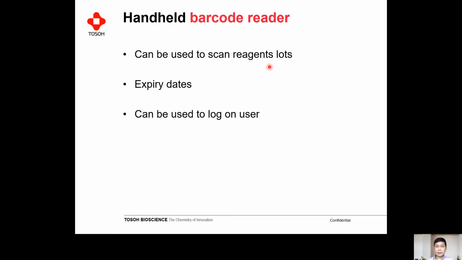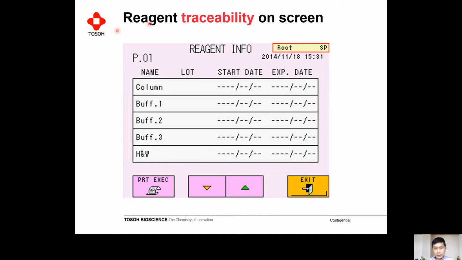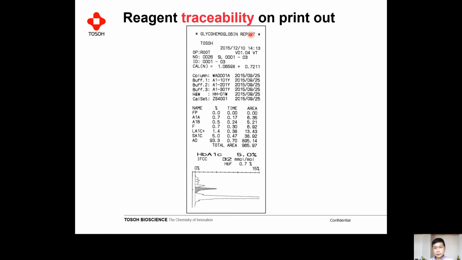Handheld barcode reader, it can be used to scan the reagent lots, and as I mentioned earlier, the expiry dates, reagent lot number can be entered into the system, and we can also use it to log on user to the system. So an example of reagent traceability, the date and expiry are not shown here, but if you do the scanning on the barcode scanner on the system, on the reagent, then it will be reflected accordingly here. So reagent traceability, so you can see here column WA, that is 0001A is the lot number, as well as the date it was input on the system.